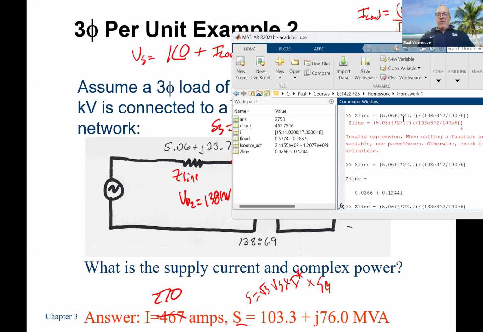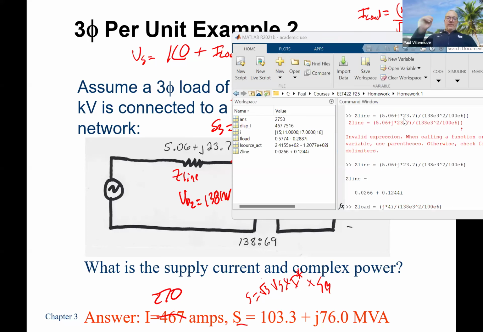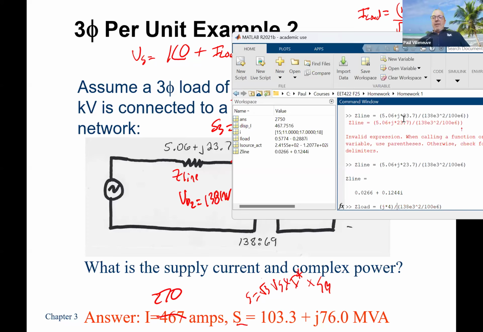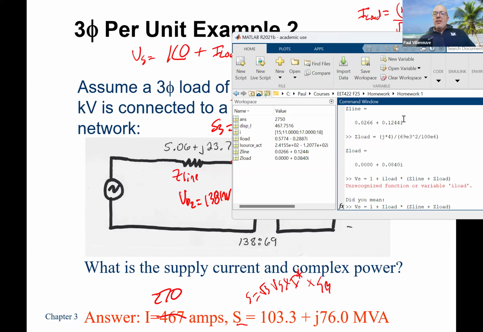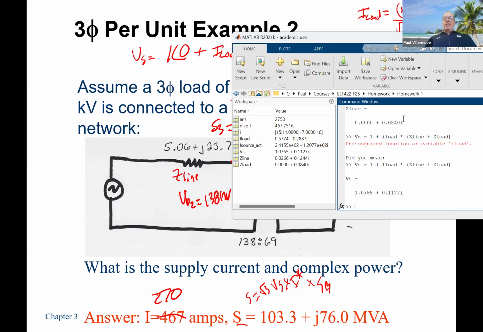So Z load, that's J4. I think it's J4. So J4 divided by, this now is 69 kV, right? Divided by 100 MVA. And so now my V source is equal to my 1 at an angle of 0 plus my voltage drops in my system. So that's I load times Z line plus Z load. Is it capital I load? Yeah, capital I load, which gives me that value for VS right there.